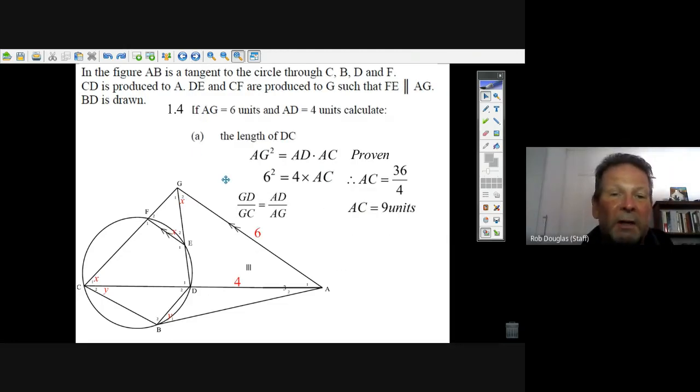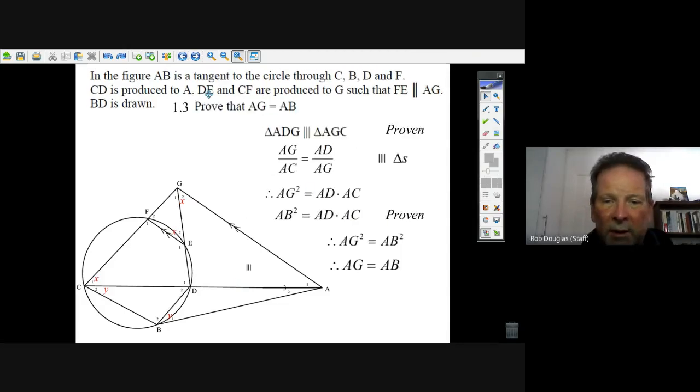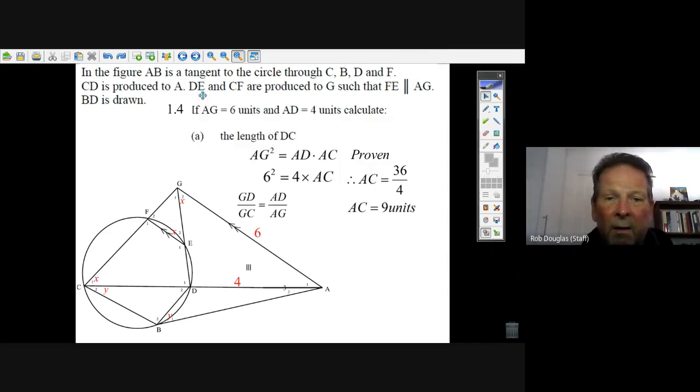Now, the next question is actually pretty easy. They say if AG is equal to 6 and AD is equal to 4, calculate DC. Well, go back here. Look, we just did this thing. AG squared equals AD times AC. All you've got to do is write it down, and instead of AG, put a 6, and instead of AD, put a 4. Well, that's 36 equals 4 times AC. You divide by 4, and you get your answer of AC is equal to 9 units.